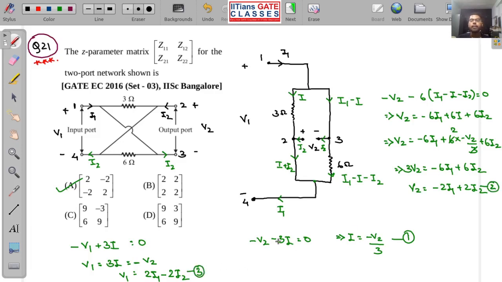So if you compare equation 2 and equation 3 with the standard Z parameter equation, you are getting option A as your correct result. Okay, so this is the way you are going to solve such type of question. You will be simplifying the circuit, then doing current division, and then if it is Z parameter you will be applying KVL. If it is Y parameter you will be applying KCL.